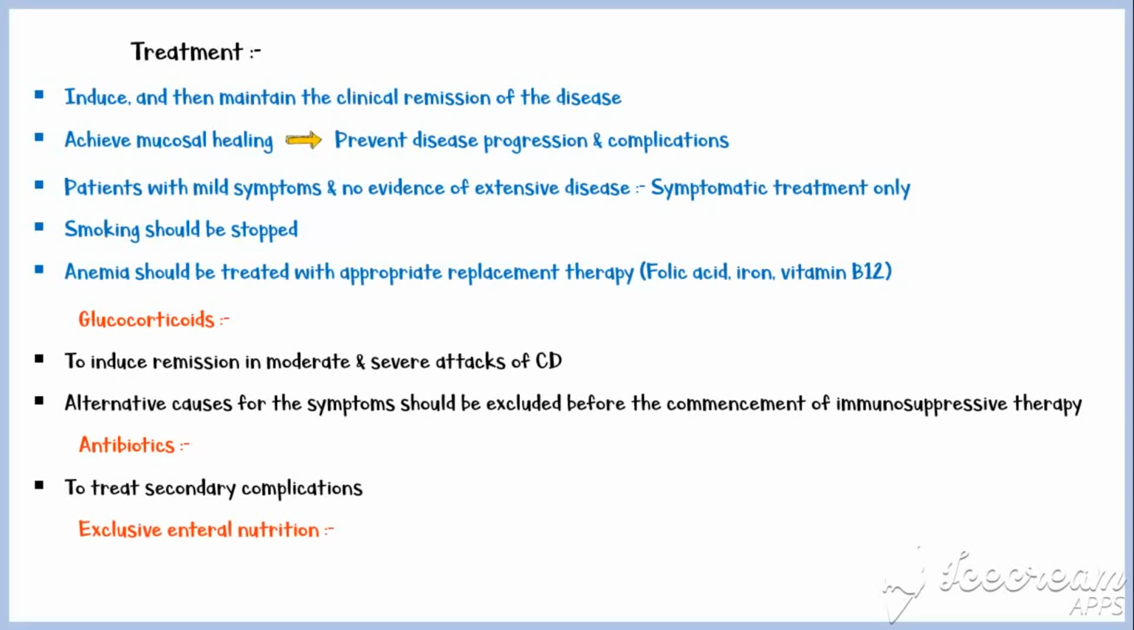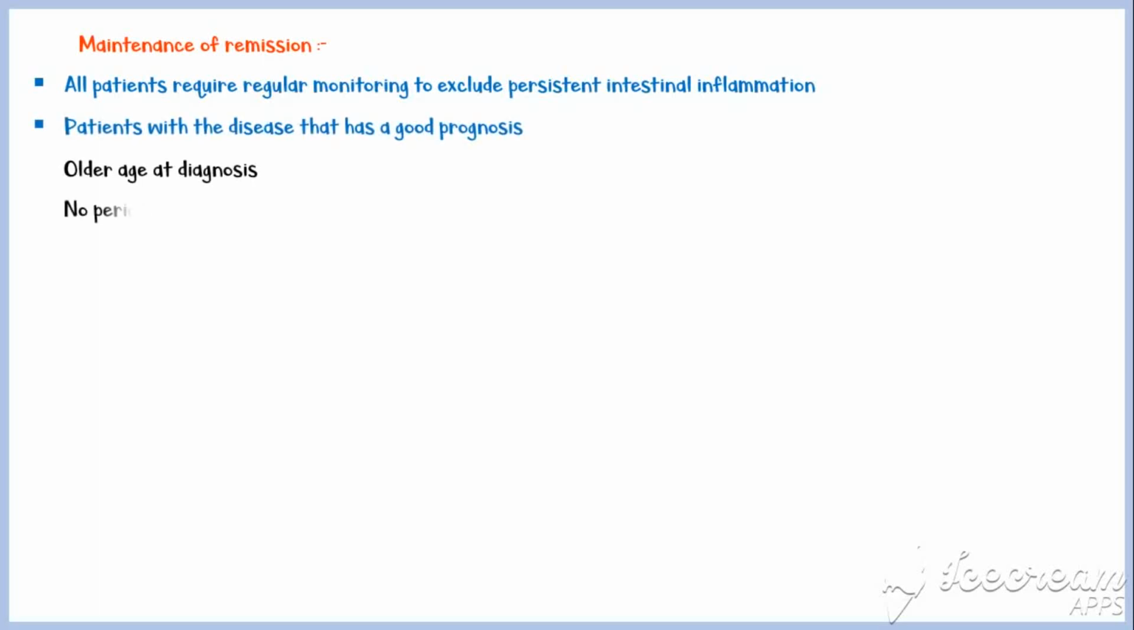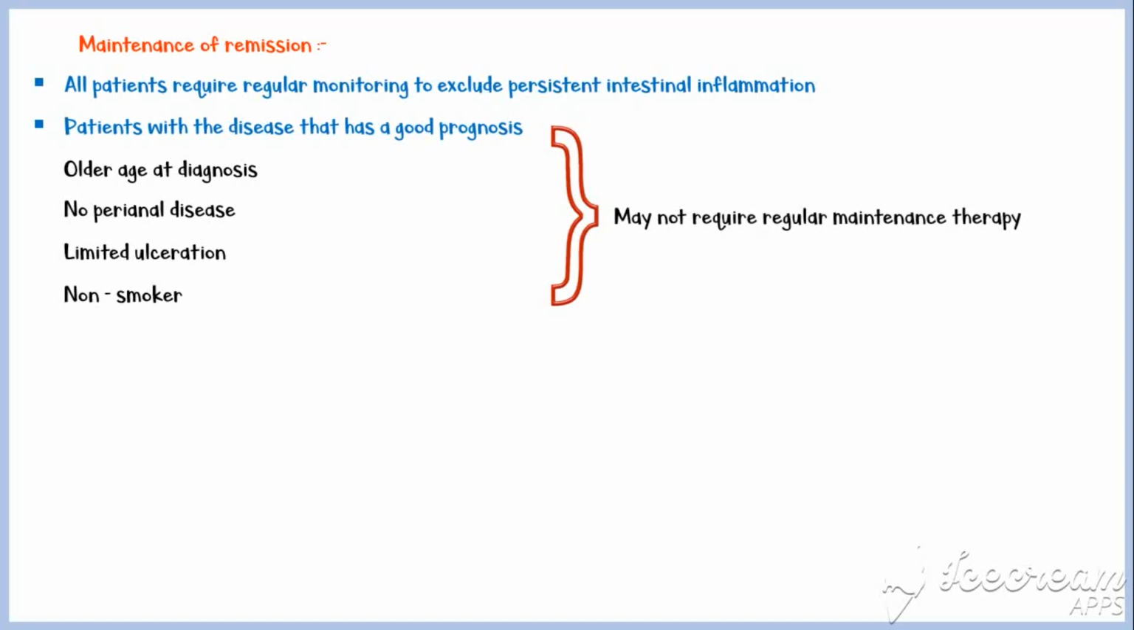Exclusive enteral nutrition is another treatment modality that is commonly used in pediatric practice, but it is not widely indicated for adults. Maintenance of remission is the next step in managing Crohn's disease. All patients require regular monitoring to exclude persistent intestinal inflammation. Patients with a good prognosis, like older age at diagnosis, no perianal disease, limited ulceration, and being a non-smoker, may not require regular maintenance therapy.